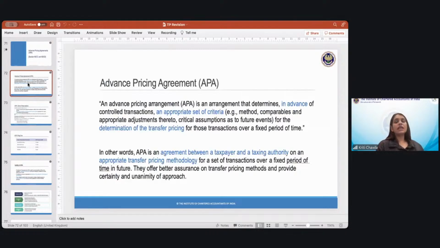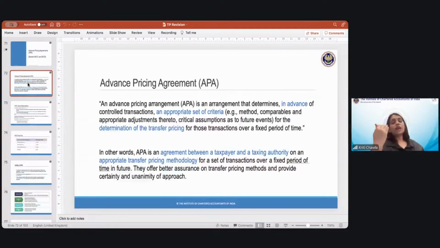APA is basically like an agreement or an arrangement between two enterprises, between the tax authorities and the taxpayer, and they will actually sit and negotiate, and they will determine in advance of the international transaction an appropriate set of criteria. They will determine that, going forward also, they will have the same kind of transaction applicable. So what will be the method, what will be the comparables for this particular transaction? That determination is basically called as APA.